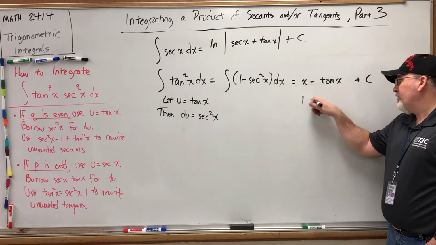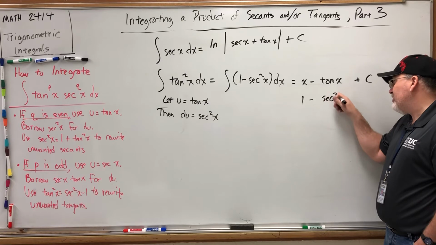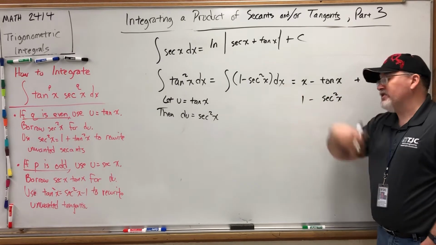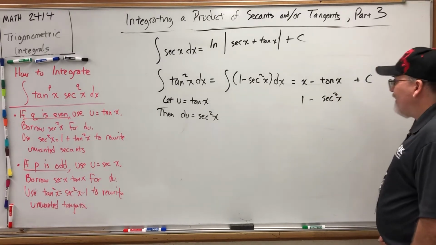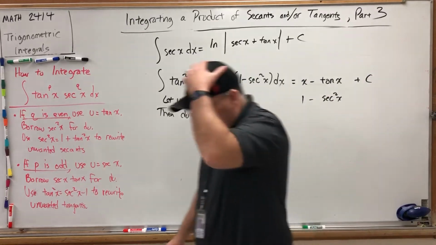Derivative of x is 1, derivative of tangent is secant squared. This disappears, 1 minus secant squared is tangent squared. That's not right. Oh my gosh.